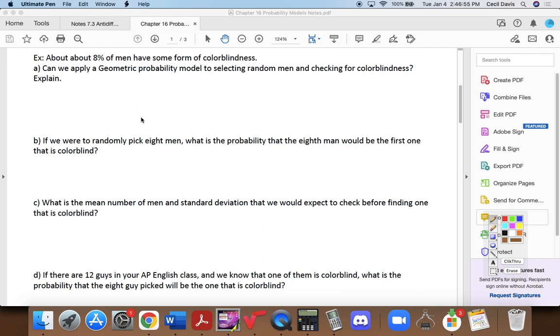So, look at the 3 things that we have to have. Success, failure. First, there are 2 possibilities. Colorblind or not colorblind? Success or failure.